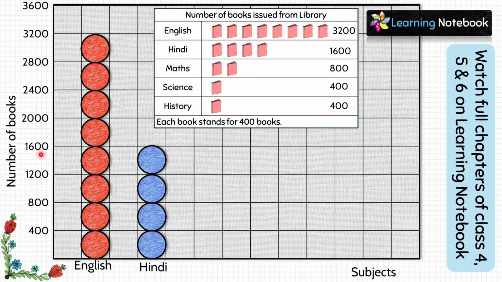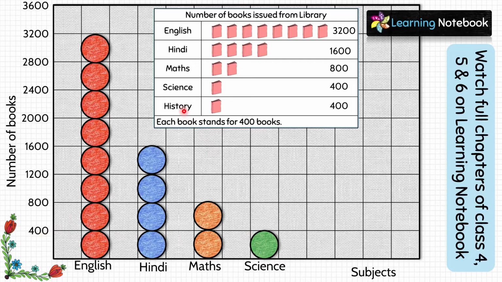1600 Hindi books. Next, we will represent maths books, which are 800. For this, we will use orange circles. So, let's put 2 orange circles to represent 800 maths books. Then we have to represent science books, which are 400. For this, we will take help of green circle. So, let's put 1 green circle to represent 400 science books.